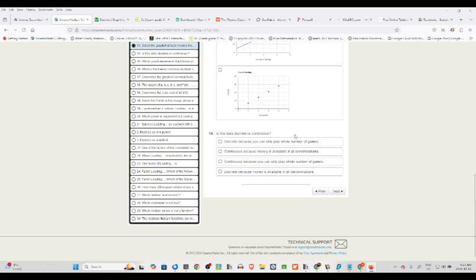So is this data discrete or continuous? It's discrete, so it's either A or D. And the reason is you can only play a whole number of games. It's not because money is available in all denominations. Money is also discrete. You don't generally charge 0.007 cents.